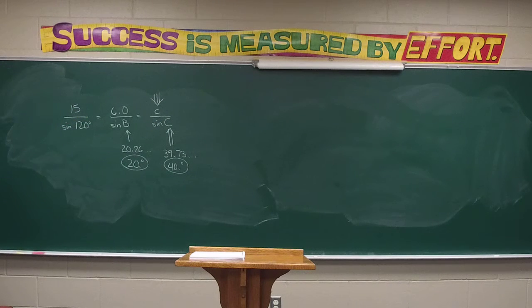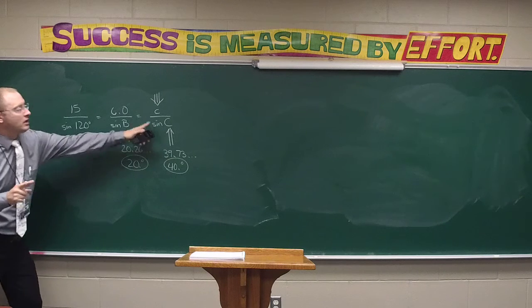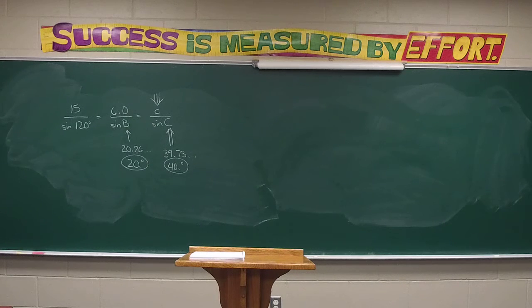And walk me through this, Chris. What will I do to find side C once we've got the 39.73 on the calculator? 15 times the sine of 39.73, blah, blah, blah. You get 9.587. And then what you're going to do.